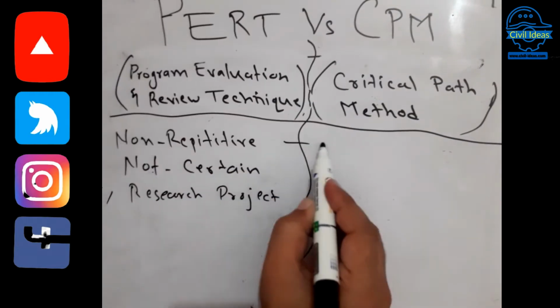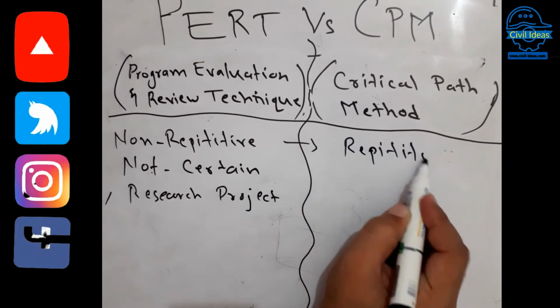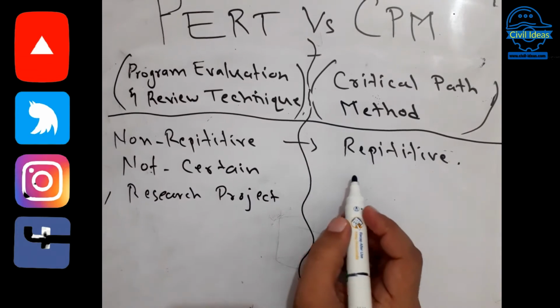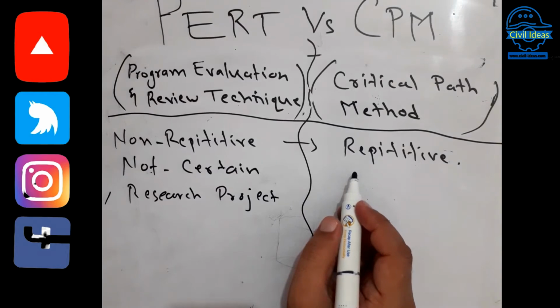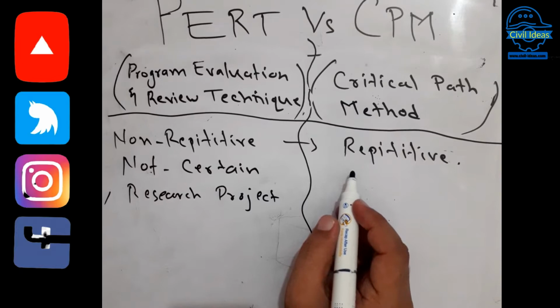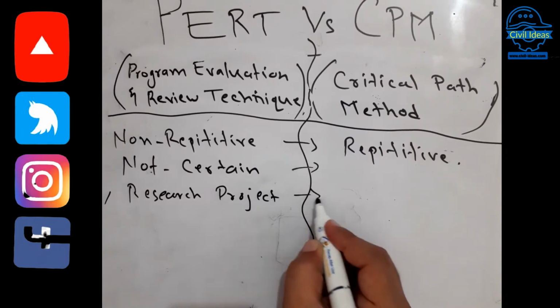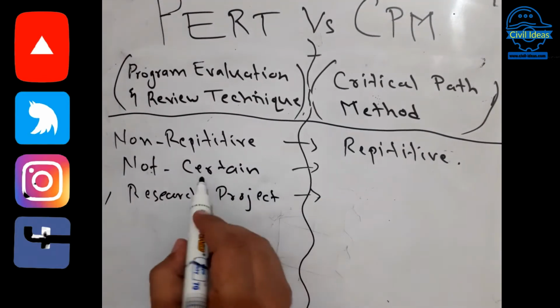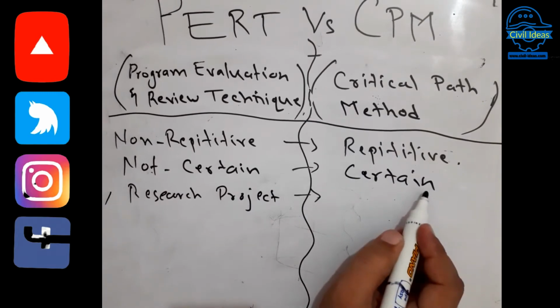But in the other case, these projects are repetitive. Like construction projects, they are mostly repetitive, and you are familiar with the activities, which activities will come first and which activity will come next, predecessor and successor. All these activities you know about. I have uploaded videos about Primavera, in which we use these methods to schedule any project. And the second one is not certain, but this one is certain. You know the end date.